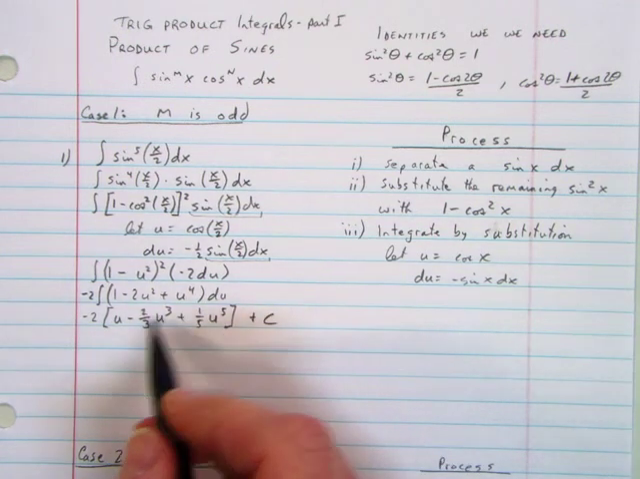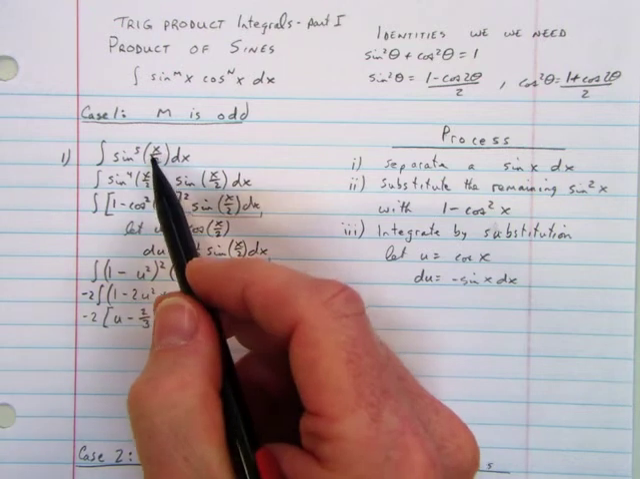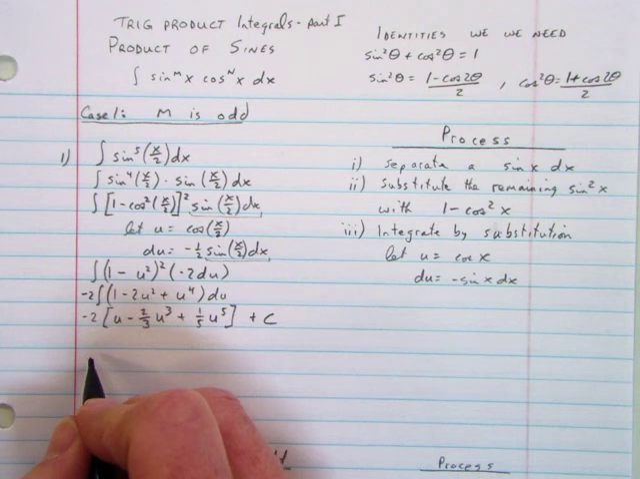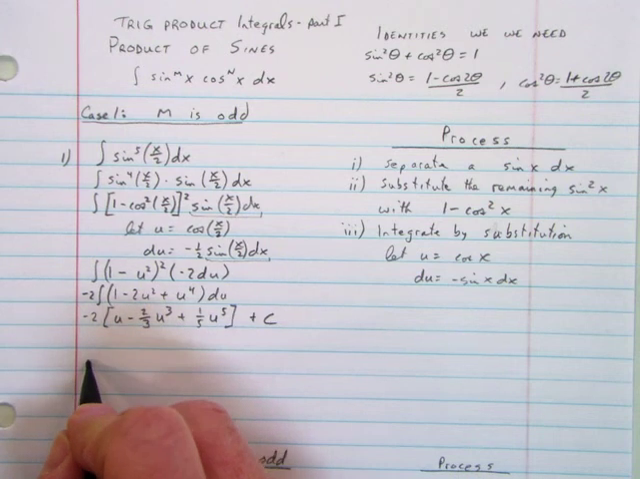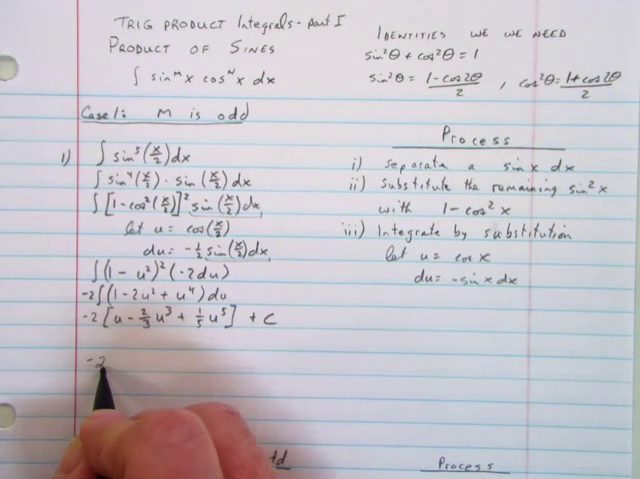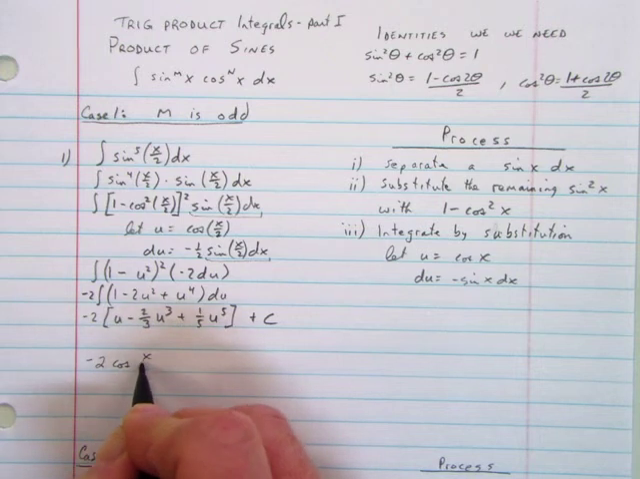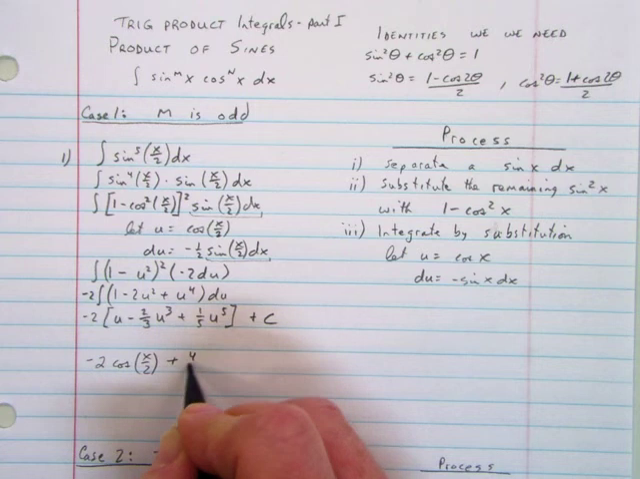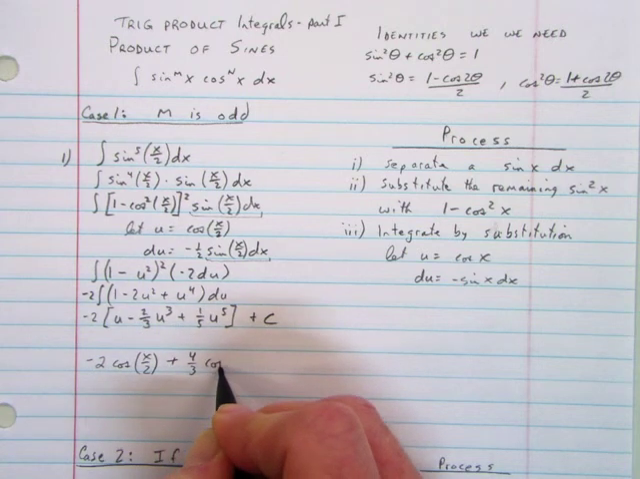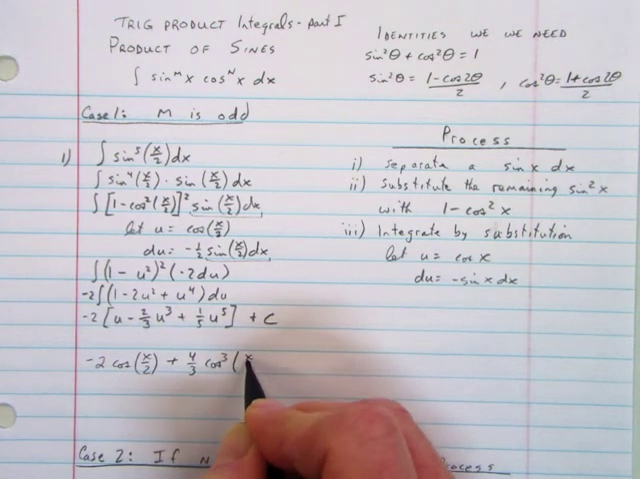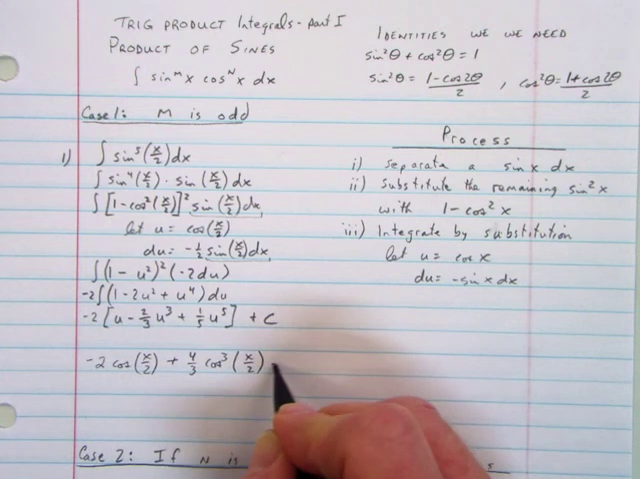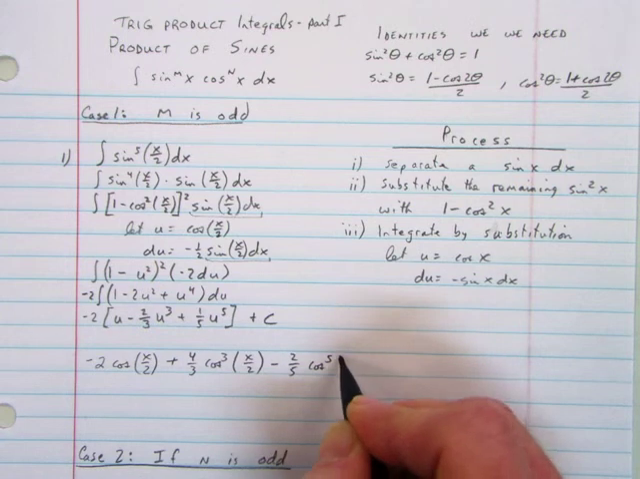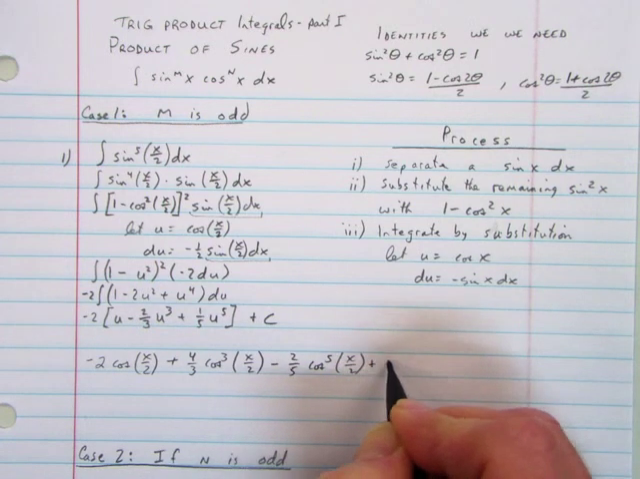We weren't asked to integrate with respect to u. We had this sine thing to begin with. So now let's make our substitution back in, and we can go ahead and multiply that 2 out at the same time. So we'll have negative 2 cosine of x over 2, plus 4/3 cosine cubed of x over 2, minus 2/5 cosine to the 5th of x over 2, plus c.